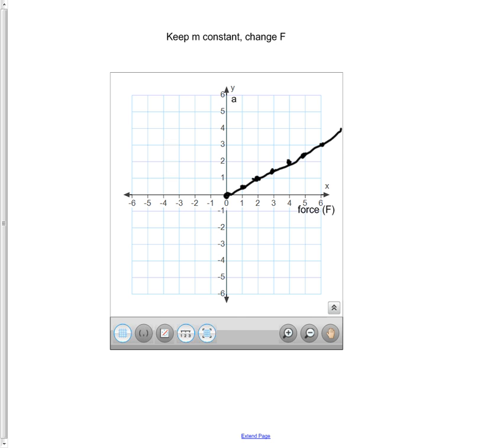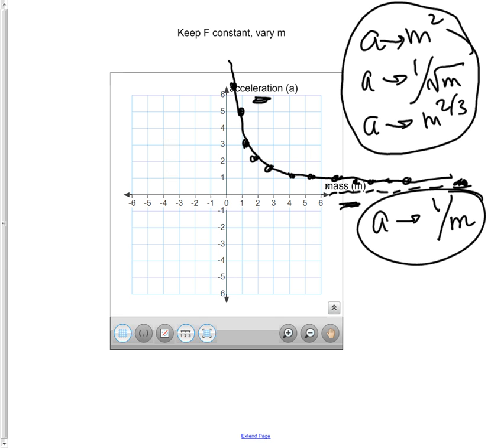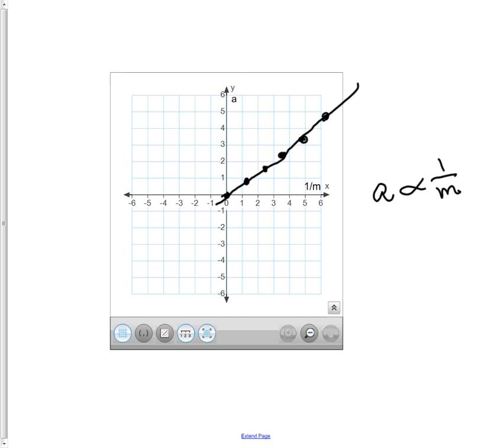So now I get that the force is proportional... Sorry, that's not what I want. I want to say that the acceleration is proportional to the force. So if I push twice as hard, I get twice the acceleration. If I push 10 times as hard, I get 10 times the acceleration. If I have a mass and I double it, I get half the acceleration. If I make it 10 times bigger, I get 1/10 the acceleration, and so forth.